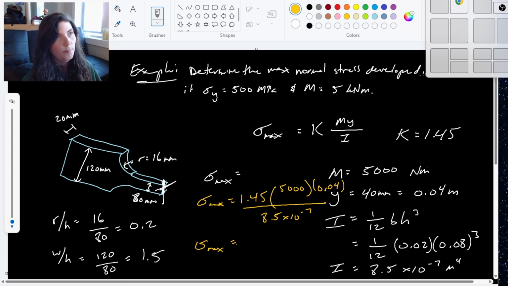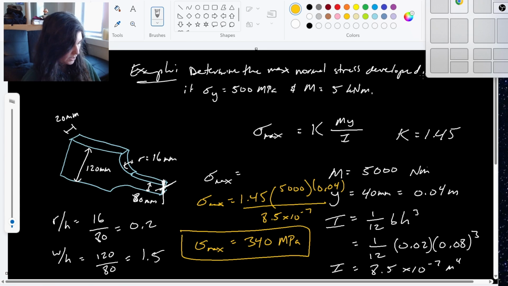My maximum normal stress that this can handle is 340 megapascals. 340 megapascals. Right, much lower than the yield stress. So technically, even though it could handle this yield stress of 500 megapascals, we want to reduce our allowable to be this 340 megapascals so that it doesn't fail at those stress concentrations around the fillets there.